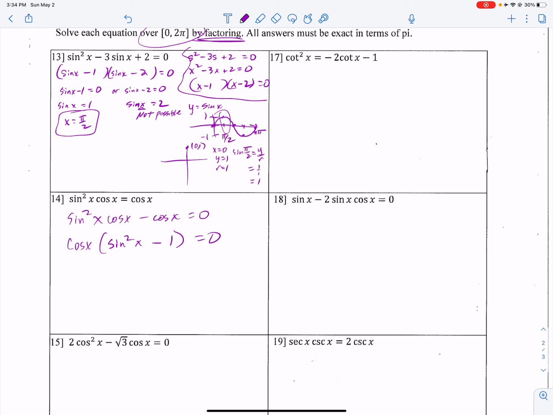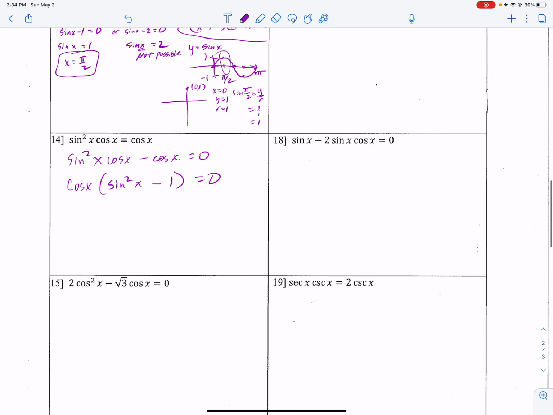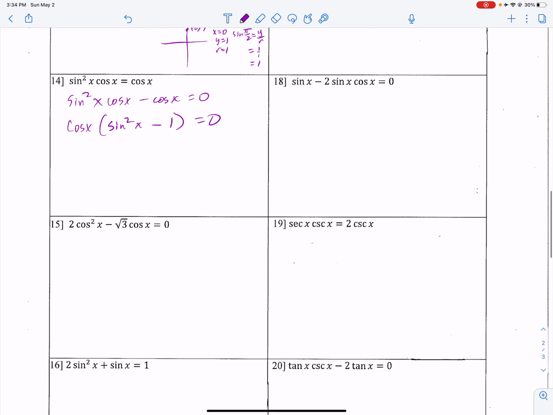If I redistribute the cosine x across both terms, I end up with the line before. That's important. Now we have that zero product. If you have two things being multiplied that multiply to be 0, one or the other must be 0. So we need all places where cosine is 0, and those are quadrantal angles.